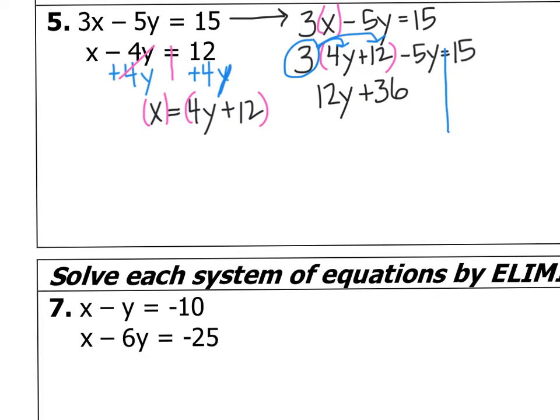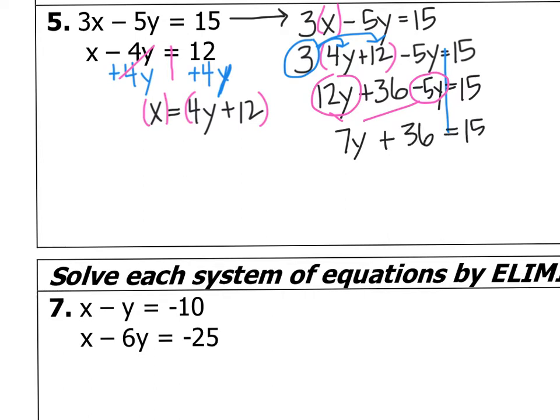Now I have to do minus 5y equals 15. I'm going to combine my y's into one group of y's, because right now I have two groups. I'm going to combine like terms. 12y and negative 5y is 7y. I'm going to bring down plus 36 equals 15. Now I've got to extend my blue line here. I'm going to subtract 36 from both sides. That cancels out my 36.